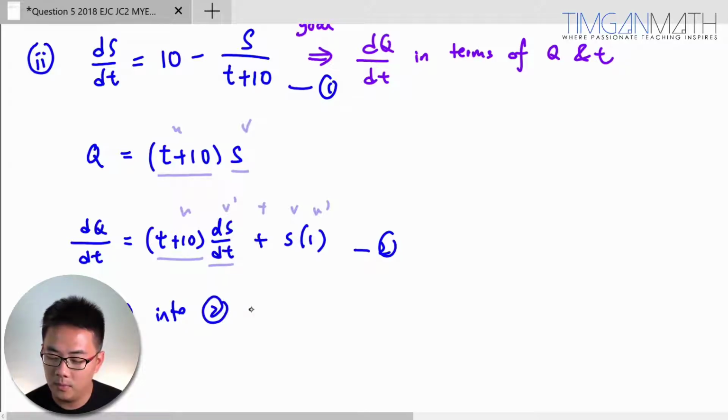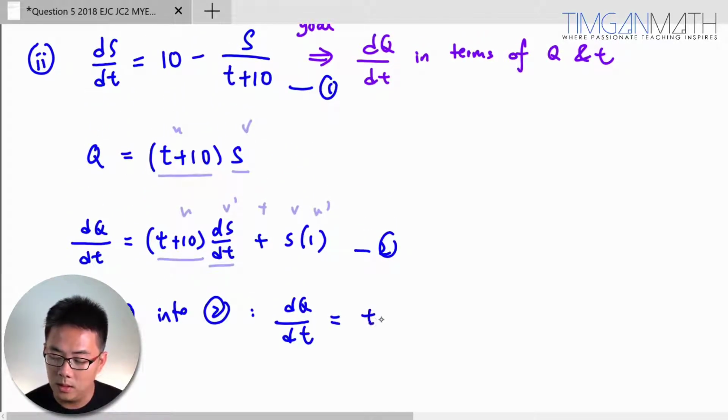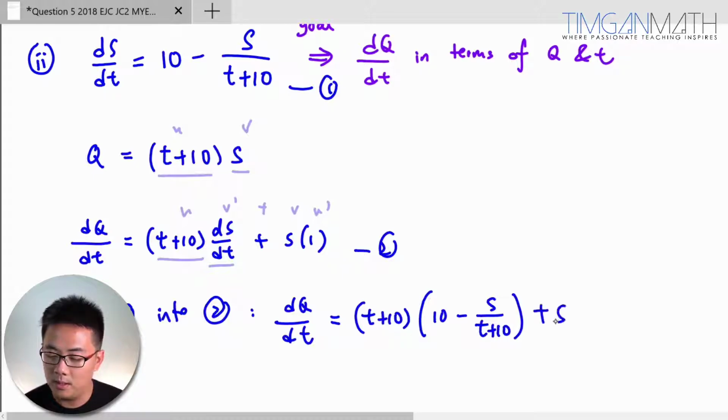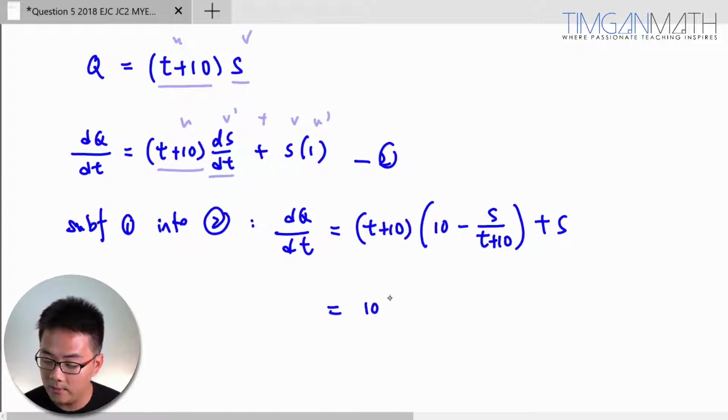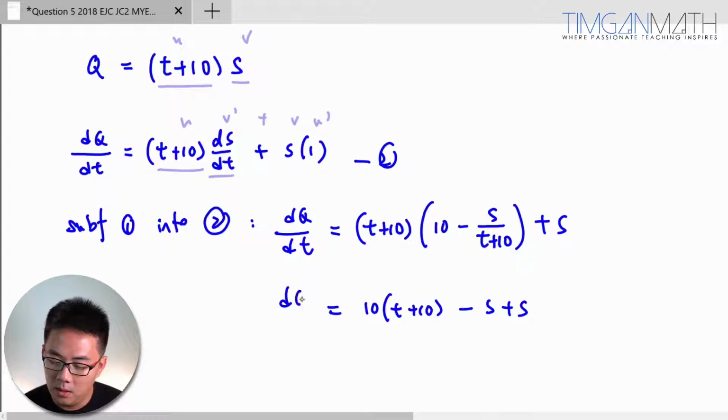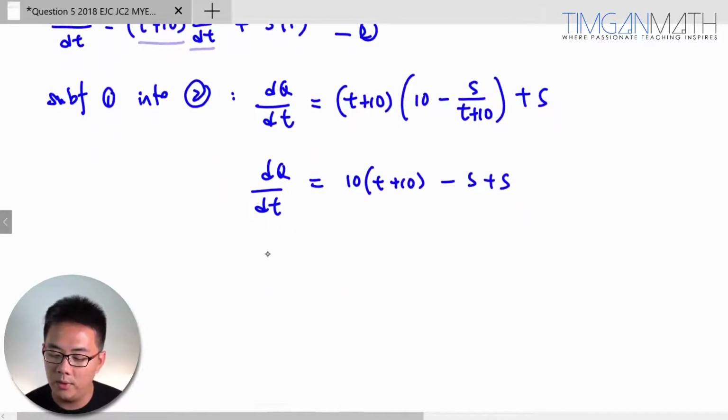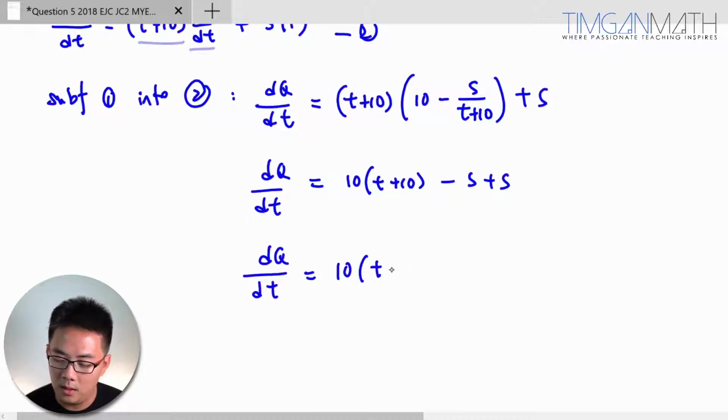So this will be dQ/dt equals t plus 10 times dS/dt, which is (10 minus S) over (t plus 10), times (t plus 10), plus S. Okay, so solve this. Oh, this is pretty cool. So this is 10 minus S plus S, which gives 10. So this is a separable form. That's the reason why we know we can solve this.